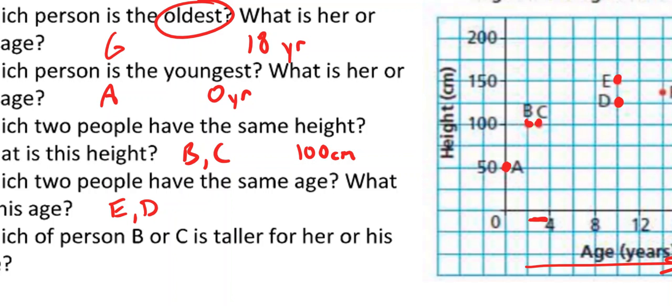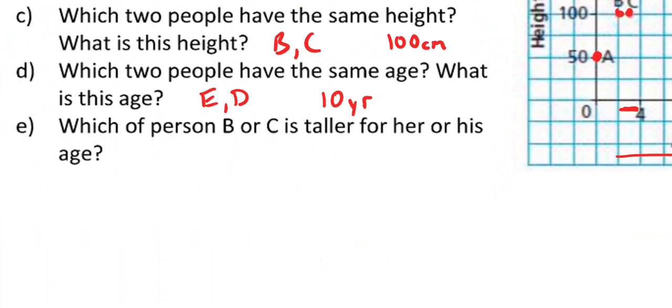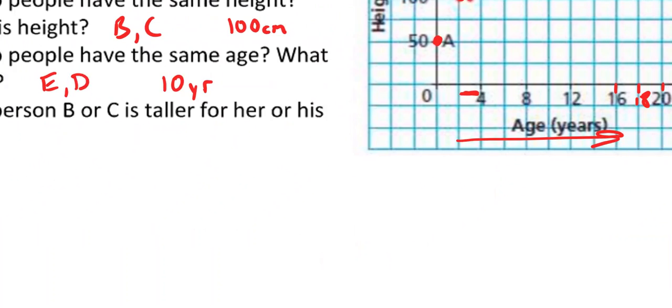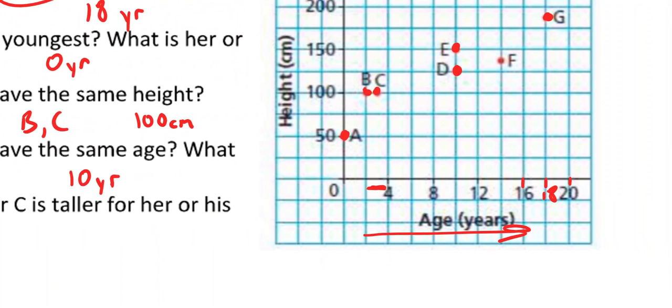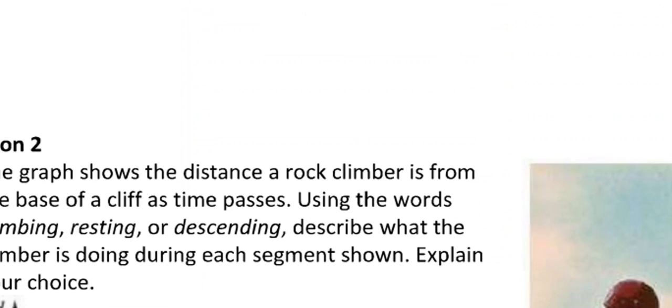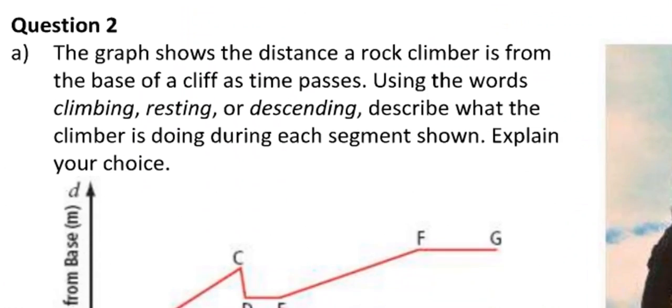So E and D, and it says what's their age? They would be how old there? 10. They're both 10 years old. All right. Which of person B or C is taller for his or her age? So which one do you think? B is taller for the age, right? Because they're younger and they're still the same height. So B is going to be taller for that age. Okay. A 0-year-old is half a meter. That is completely correct.